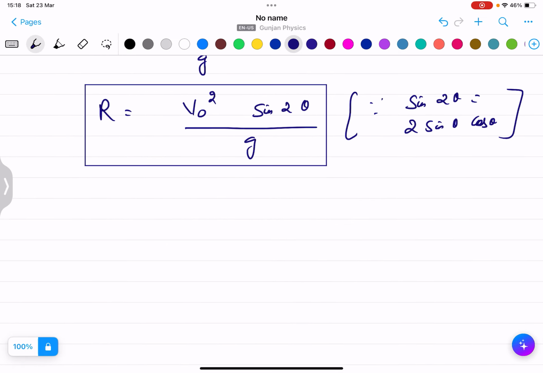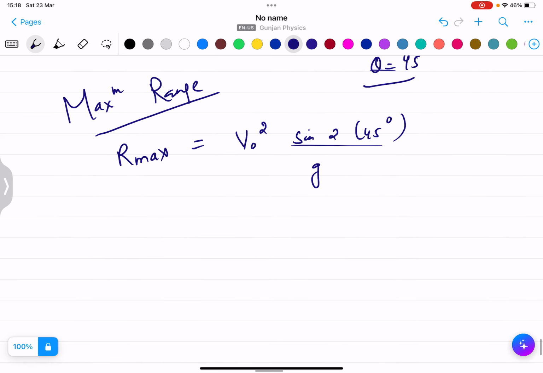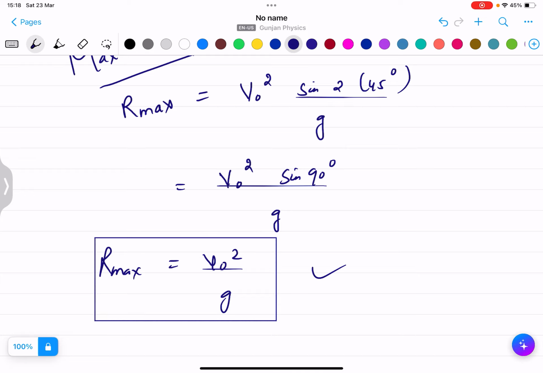Okay, now just one thing to remember: what will be my maximum range? That means what will be my R max? It is when theta equals 45 degrees. That is the maximum range. So v naught square sine 2 times 45 degrees by g, right? So we can say it is v naught square sine 90 degrees by g, and what is sine 90? It is 1. So I can say R max equals v naught square by g. So that is the formula for the maximum range, right?